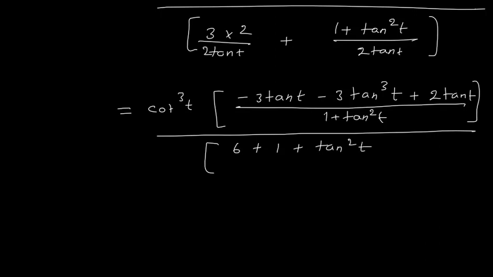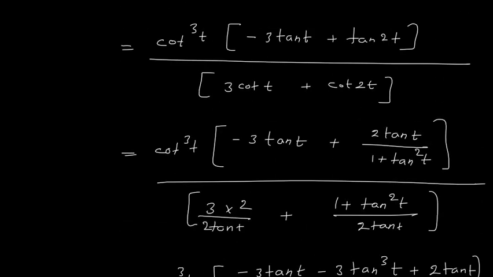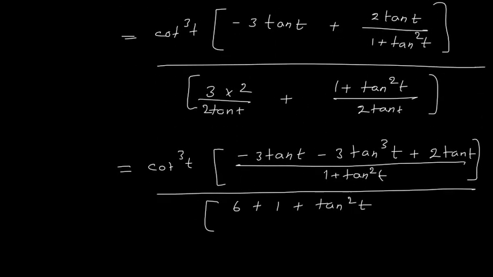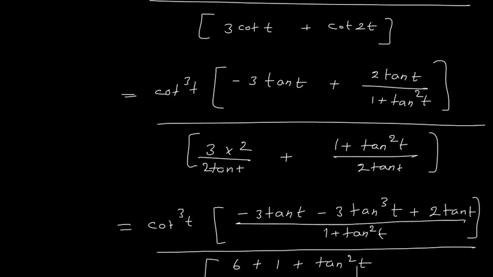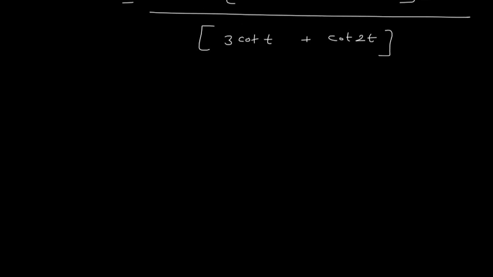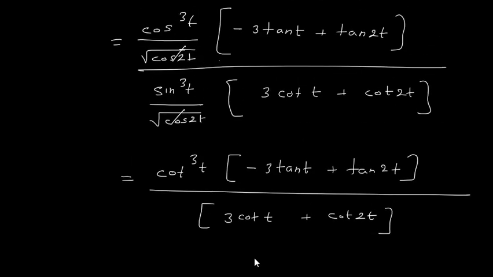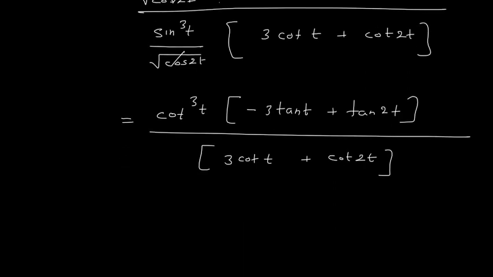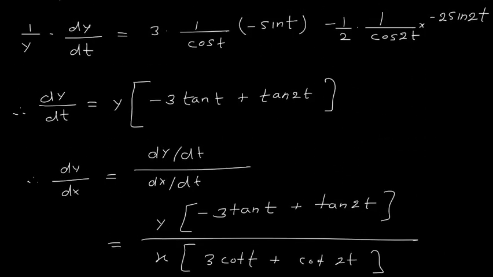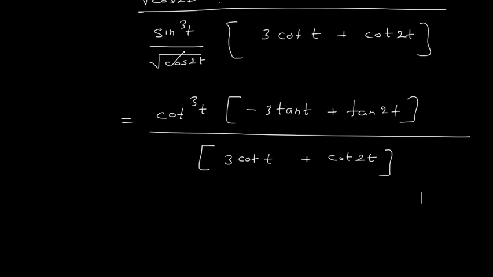So instead of getting some simple answer, we are making it more complicated. I think we should not make it more complicated. We stop here and say the result is cot cube t into (minus 3 tan t plus tan 2t) whole divided by (3 cot t plus cot 2t). We can convert it in the form of sine and cos, maybe that is a little easier. So the value of dy upon dx is cot cube t into (minus 3 tan t plus tan 2t) whole divided by (3 cot t plus cot 2t).